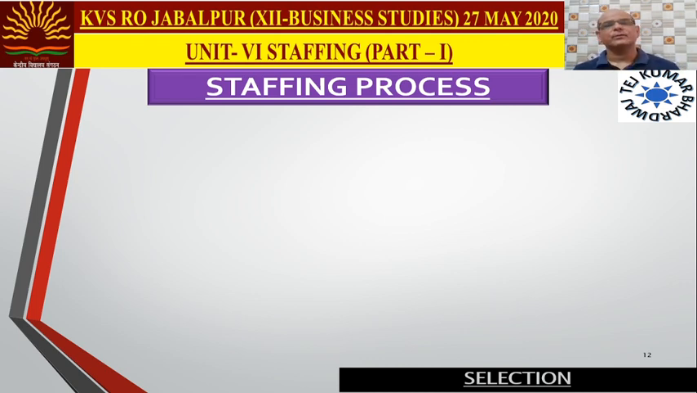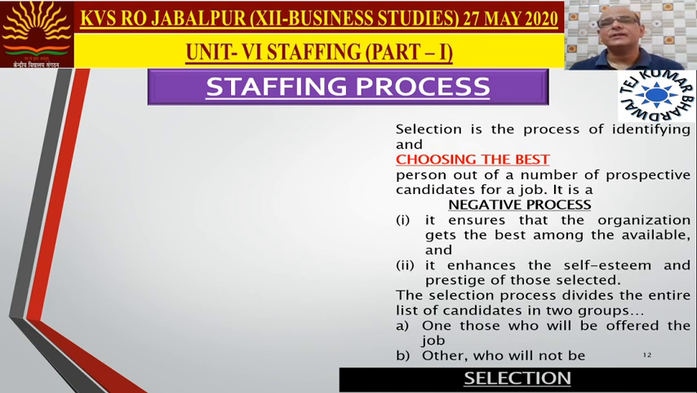Selection is also a process. It is having certain steps. We will discuss later on. And at every step we try to reduce the number, because we have to choose the best person for the job. And in this process, what we do is, selection is the process of identifying and choosing the best person out of the persons who have applied for our job in the process of recruitment.